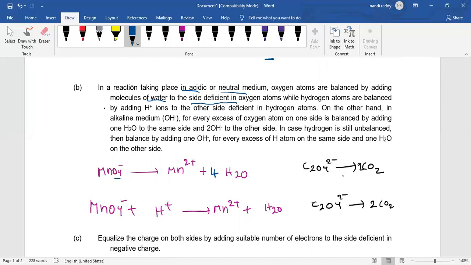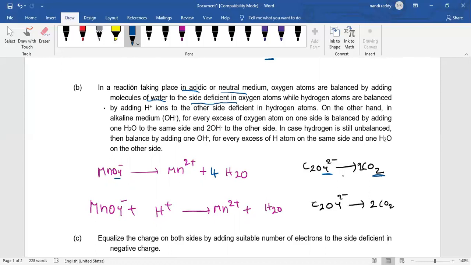Now here you can observe 4 oxygen atoms on the left and 4 water molecules on the right, so 4 oxygen here also. Left and right have the same number of oxygen atoms, so I don't need to balance it. Is it clear? And the second point, we need to balance hydrogen atoms also. So this is the hydrogen atom balancing here.